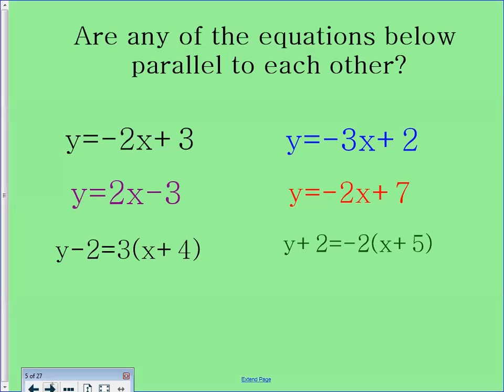Okay, so take a look at below. Are any of these equations parallel to each other? Pause the video and decide which ones are parallel.